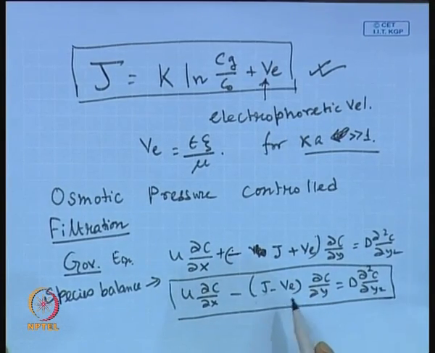If you remember, whenever we derived this governing equation without the external electric field, this term was not present. So, they are just opposite. Okay. So, V e was equal to 0 in that case, and if you put V e equal to 0, you get back the governing equation without electric field.